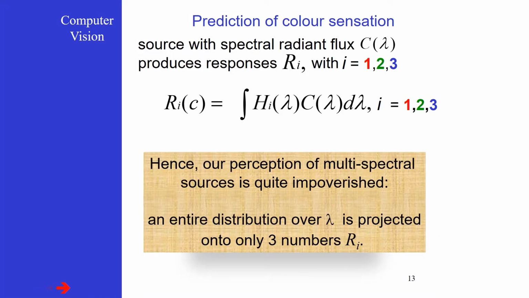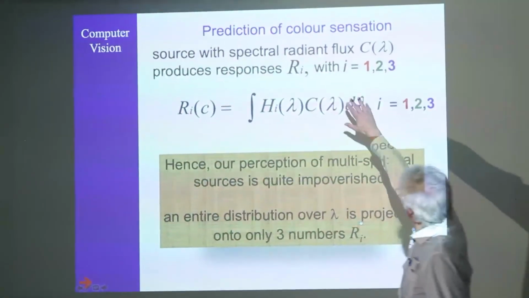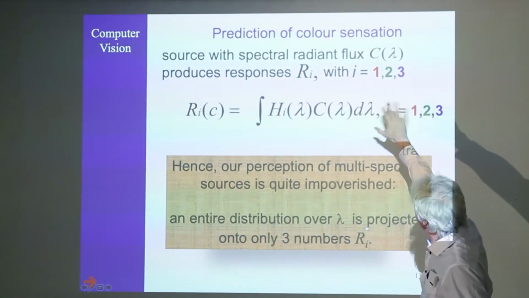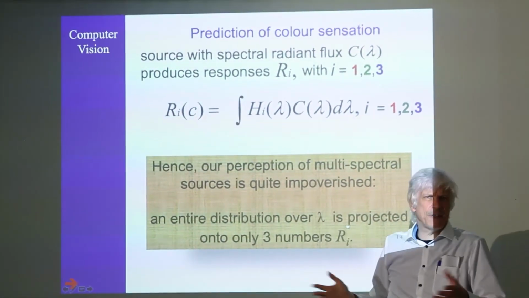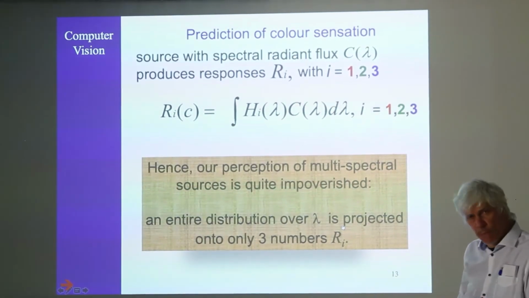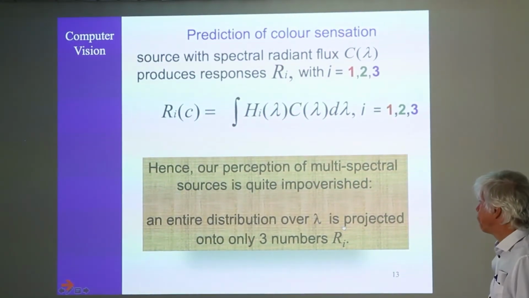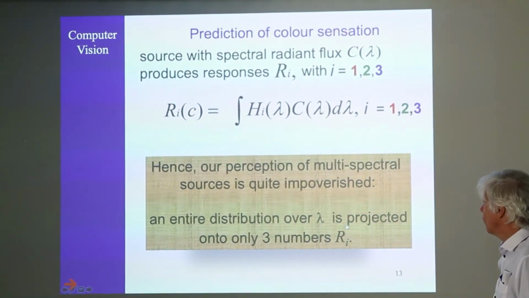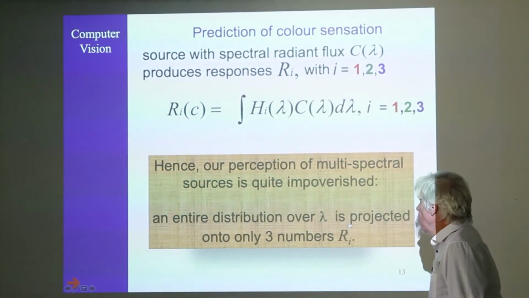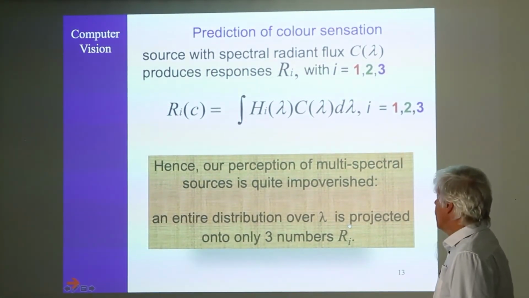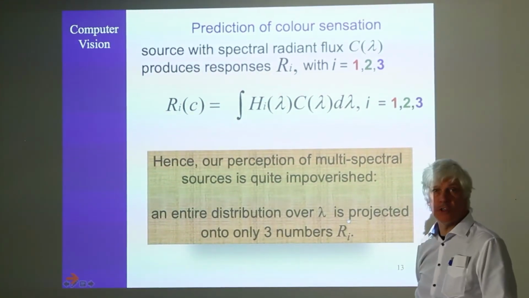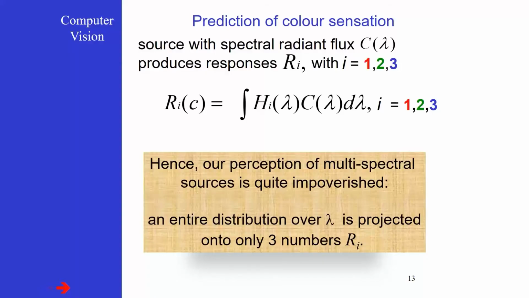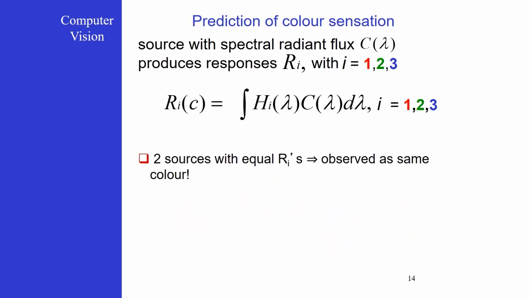We only get these three numbers out from that complicated interplay of different wavelengths that we have in C of lambda. We only get these three numbers, and that's it. That's the way we summarize our perception. So we have only three numbers to go with at the end of the story. And that has implications.